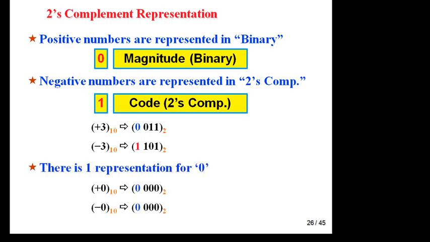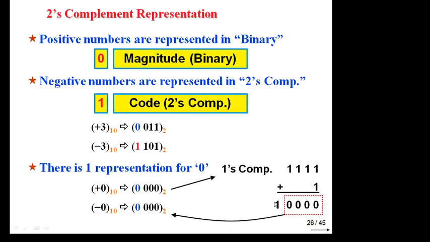Okay, and there is only one representation for 0. Plus 0 is 0 0 0 0. And minus 0: determine the 2's complement of this, 1 1 1 1 plus 1, 0 0 0 0 with a carry of 1, and you know in case of 2's complement method we discard the carry. So computer prefers 2's complement method rather than 1's complement method because it requires less hardware. Okay, the adder circuit requires less. Just how it comes, 0 0 0 0, and you discard the carry.